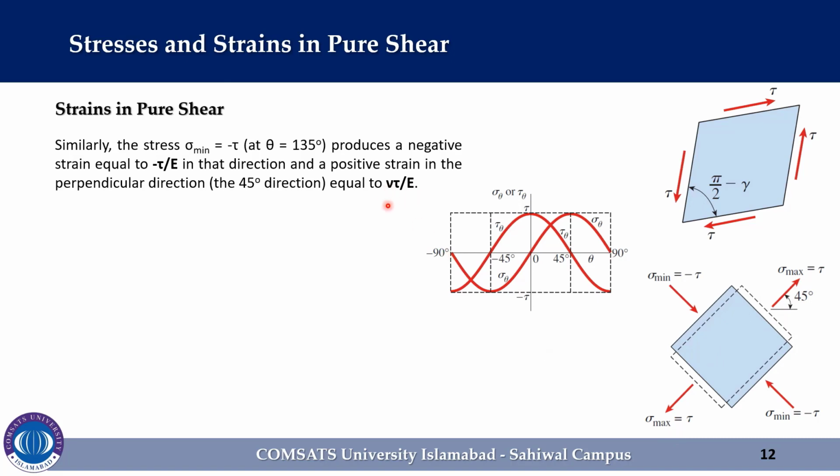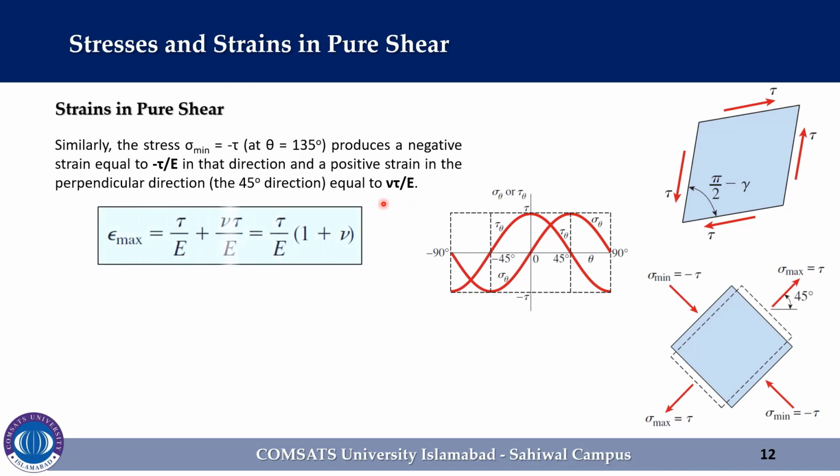Therefore, the normal strain in the 45 degree direction can be expressed as tau over E plus nu tau over E. Taking tau over E common, the expression can be written as tau over E times (1 plus nu), which is positive, representing elongation. The strain in the perpendicular direction is a negative strain of the same amount. In other words, pure shear produces elongation in the 45 degree direction and shortening in the 135 degree direction.